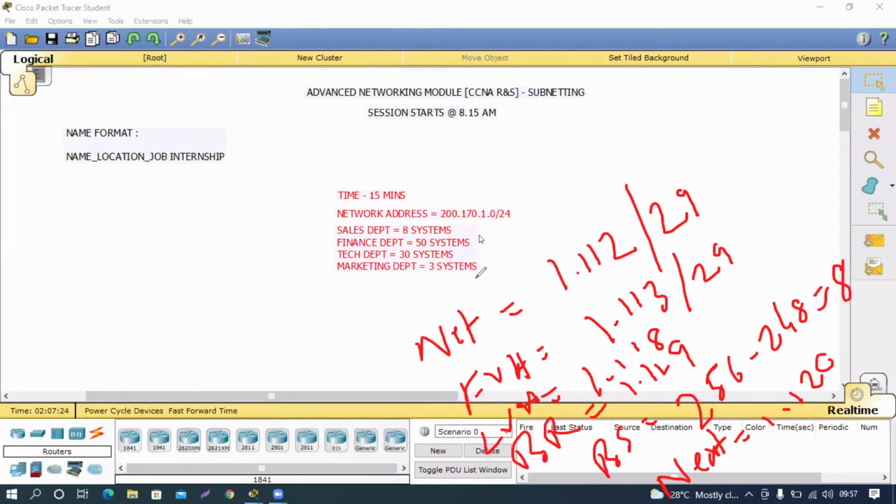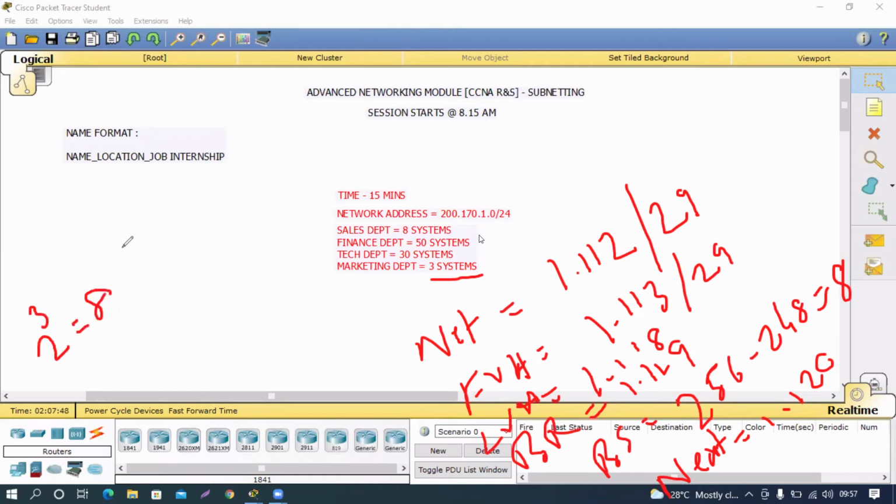So that is it. Sir, can you repeat the slash 29? How does it come? Slash 29 means what? For 3 number of systems, right? Yes, sir. For 3 systems, how many? What is the value you are taking? 2 raised to 3, 8.